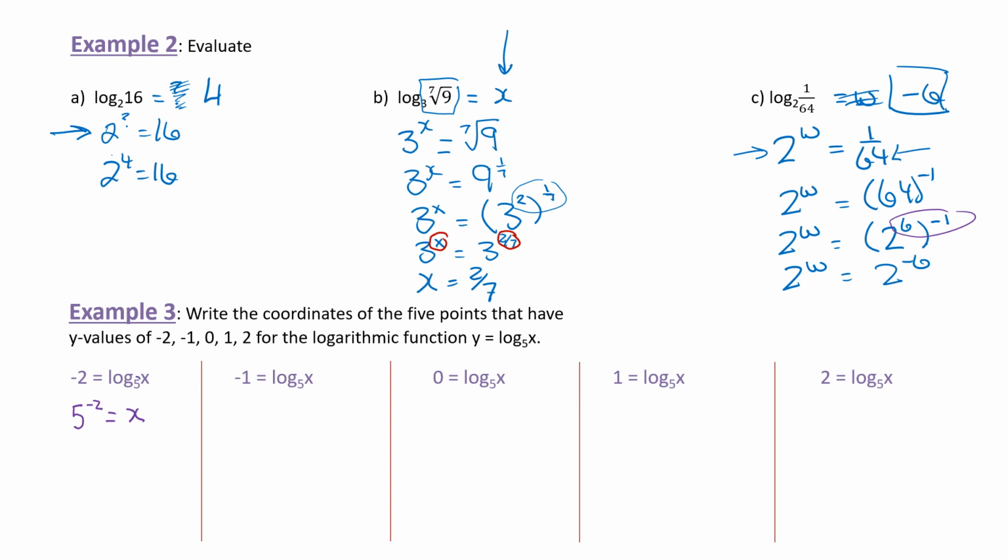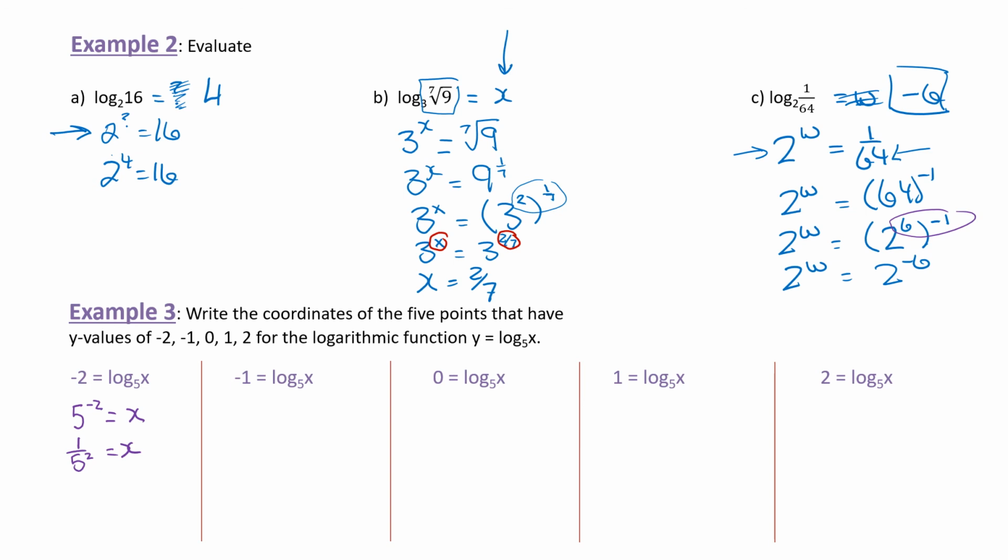You're going to look at this form and say, oh, that's just 5 to the power of negative 2. I don't need to write it out. I can just do that little mental thing there. But until we get there, let's do the steps. This is 1 over 5 to the positive 2 equals x. And that's going to be 1 over 25.